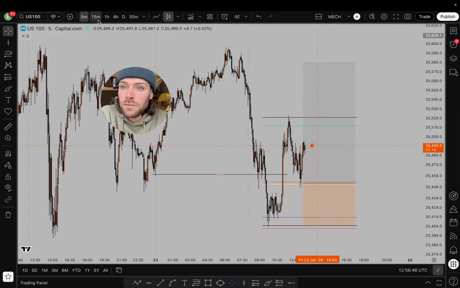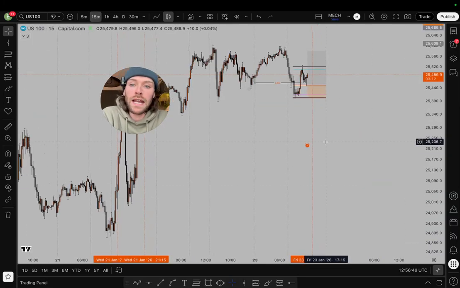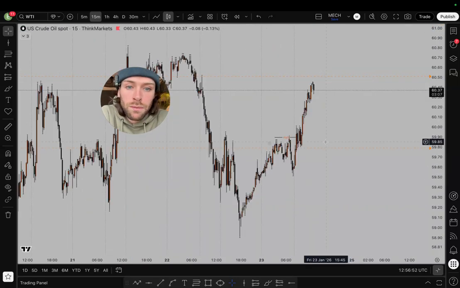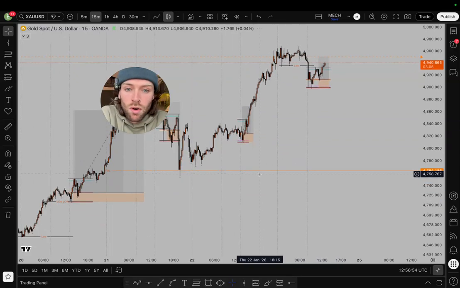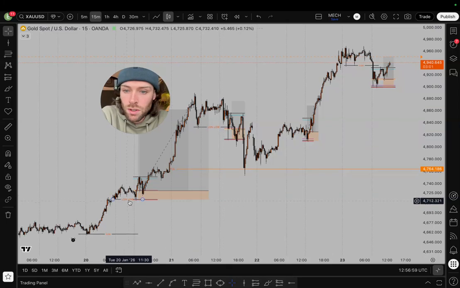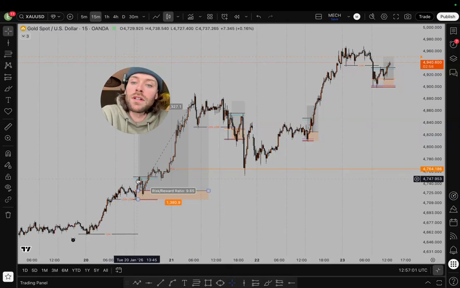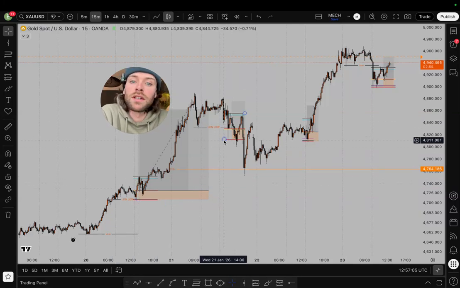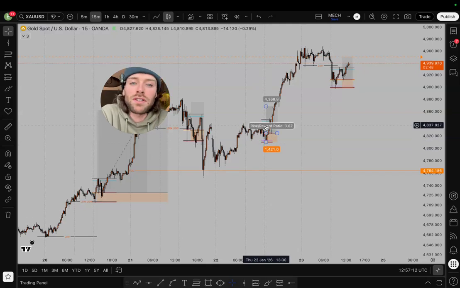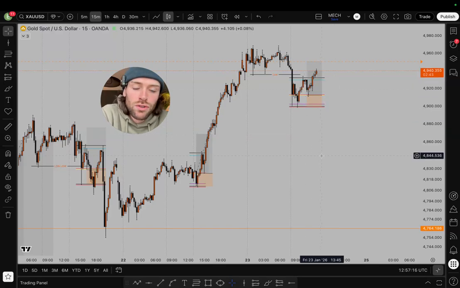So let's go to the whole model. It's a 4-step mechanical model. Mechanical meaning we do the same thing every single time. If we look at gold right now, we can see all of these entries are the exact same. We have a sweep of a level and break of structure, set the Fibonacci, tagged in. Sweep of a level, break of structure, set the Fibonacci, tagged in, straight to stop loss. Sweep of a level, you get the idea. Break of structure, tagged in, 3 to 1, and this is the current trade.